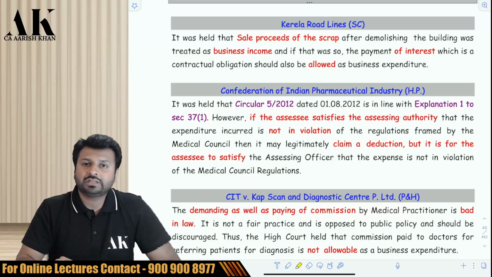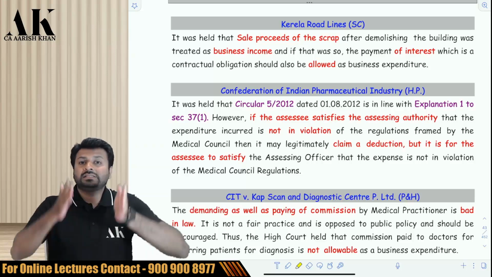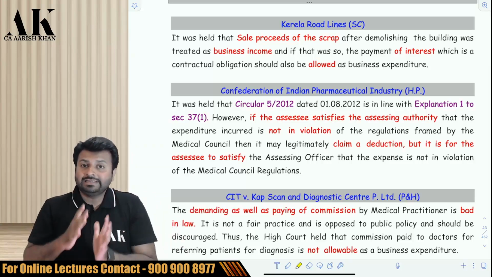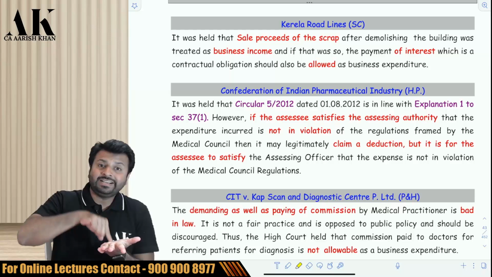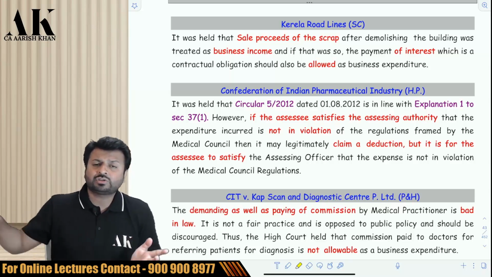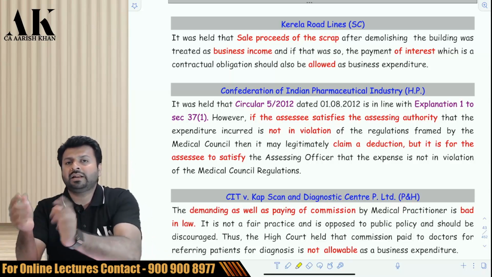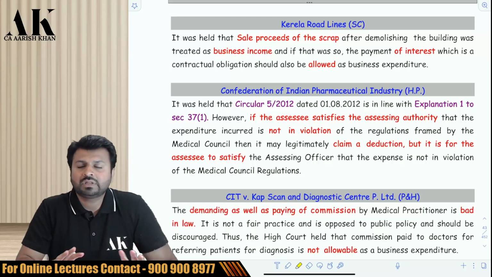Will that be allowed as deduction? And the answer is yes. Because the scrap is related to building, and that scrap is offered as PGBP income, and this interest expense is also related to building. This expenditure can be allowed as deduction against what? Against the scrap income. There is nothing wrong in that.